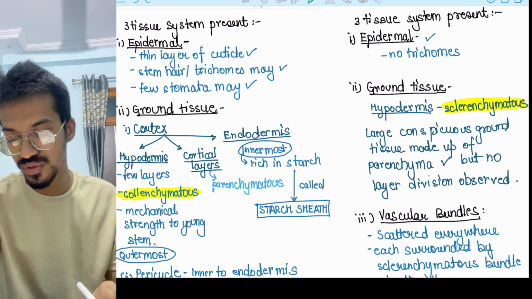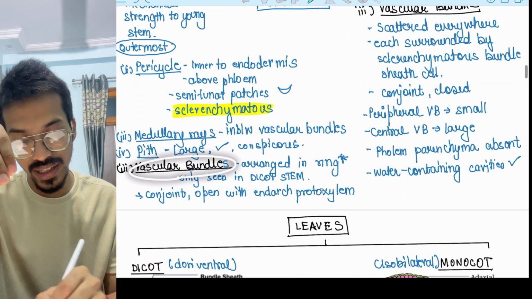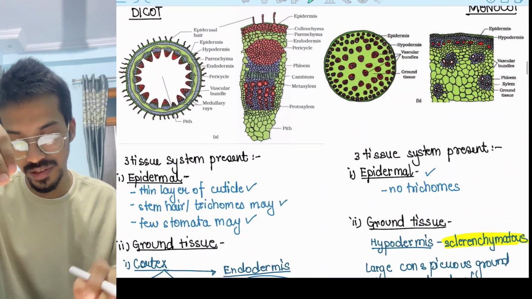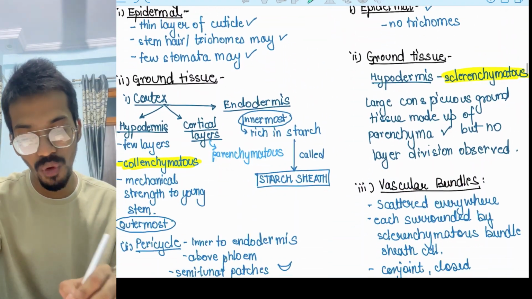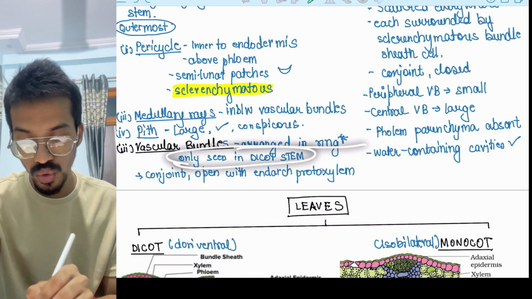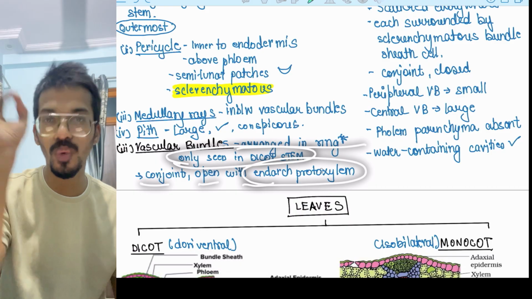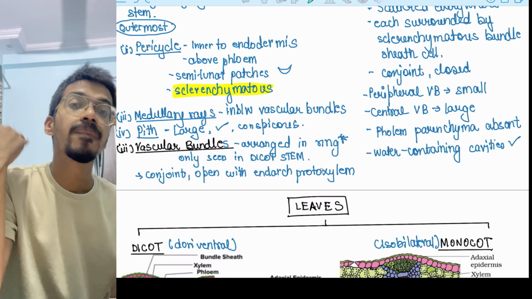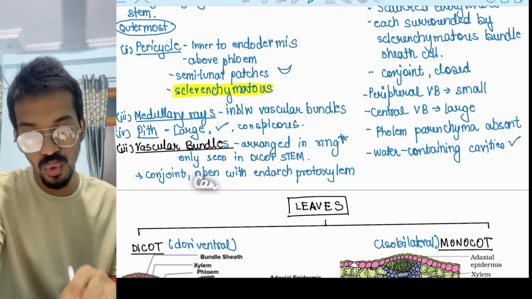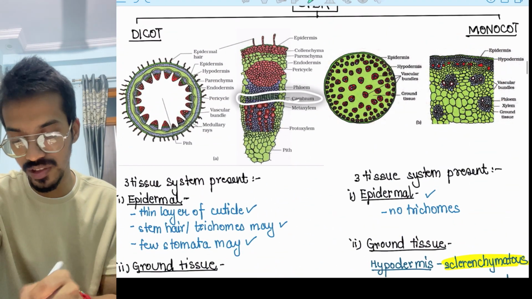The last is the vascular bundles. If you see the vascular bundles in their case, what are they? They are arranged in the ring form. So you can see that this is the ring of it, the red color things. So they are present in the form of a ring, seen only in the dicot stem. Conjoint, open, with endarch protoxylem. This we have already discussed. Open means what? Open to growth, because there is cambium present in it, which we have already shown and marked, these green things here.